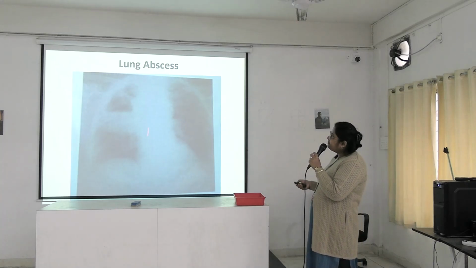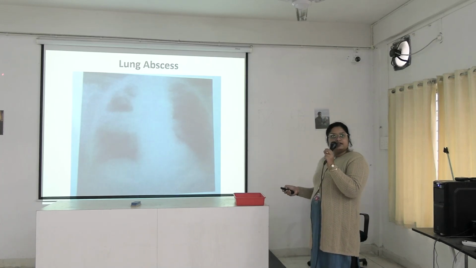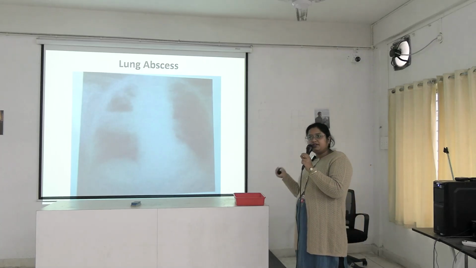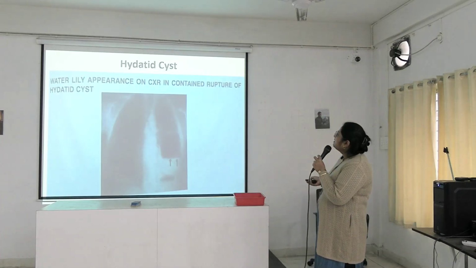Next is lung abscess. This is the abscess cavity. Some pus or some collection is there, and this part is air. Okay, so this is a lung abscess involving the middle lobe only, the middle lobe of the right lung.